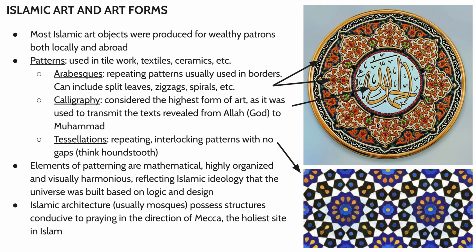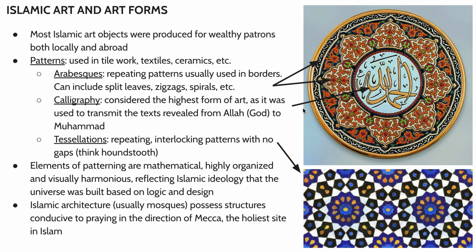So one of the things that you'll notice, at least in these two images, and when we start looking at mosques as well, is that the elements of patterning that are used in Islamic art are very mathematical in nature. They're organized. There's a sense of order where everything has its place and everything is following these lines of either bilateral or radial symmetry. This sense of visual harmony is directly referencing Islamic ideology that the universe was built on logic and design, that everything was made in Allah's ideal vision, where everything has a purpose and everything has a place.